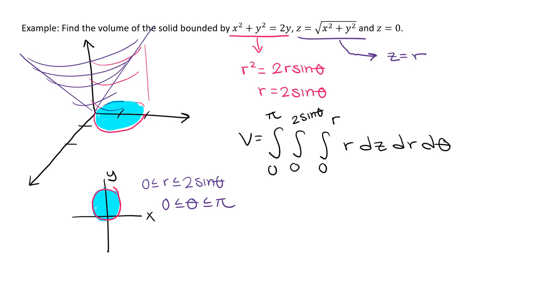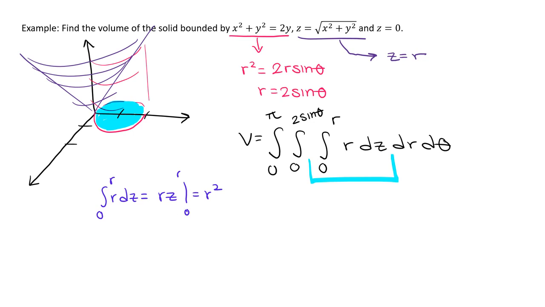Now, in this problem, they actually wanted us to find this integral, so I'm going to go ahead and do that. I'm going to start with my inside integral. So I'm integrating r dz from 0 to r. So the antiderivative is rz. Plug in the r, plug in the 0, and subtract them. And that inside integral just becomes an r squared.